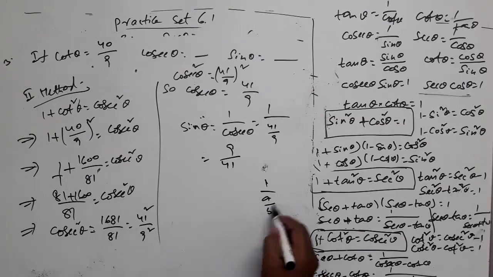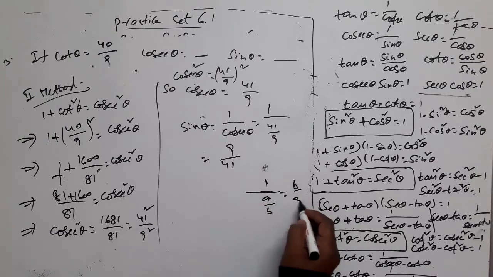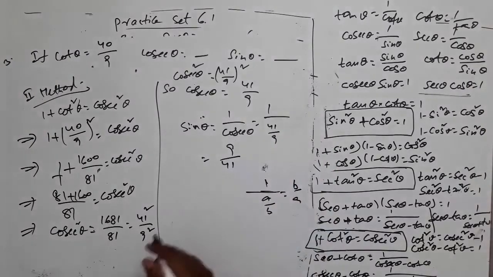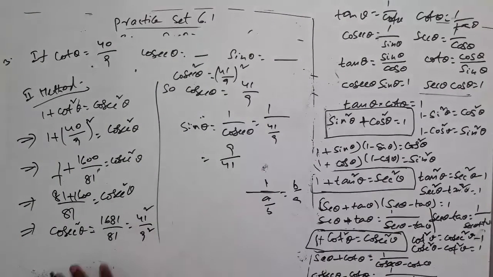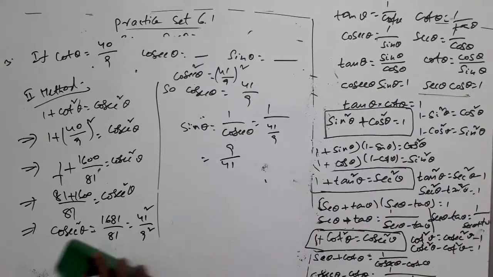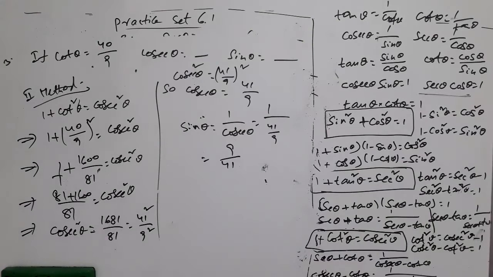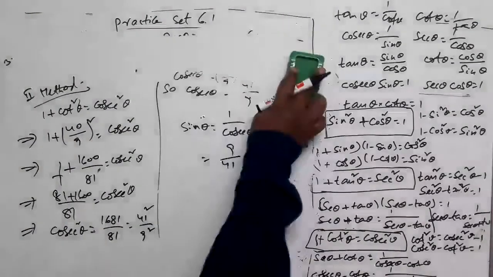1 by a by b can be written as b by a. Why, we have discussed in earlier question, right? So this is 9 by 41. This is your answer. This is second method. So question number 3 is over. Let us go to next question.